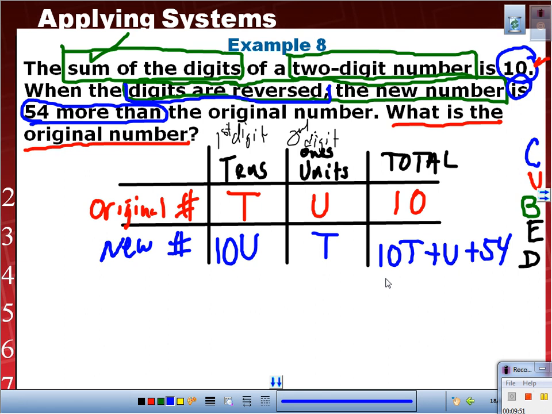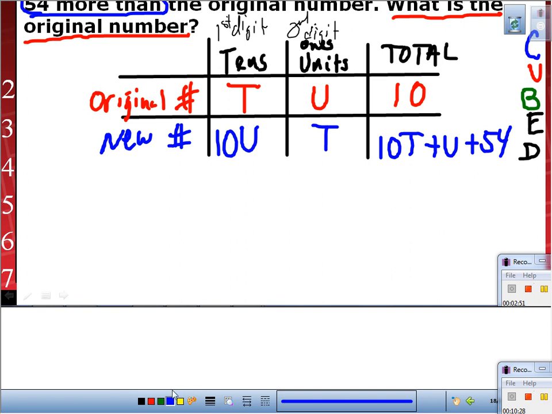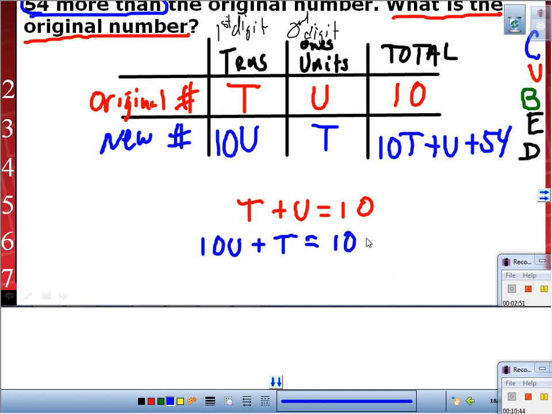All right. So let's see our two equations. Here it goes. What's my first equation? T plus U equals 10. What's my second equation? 10U plus T equals 10T plus U plus 54. Are we there so far?